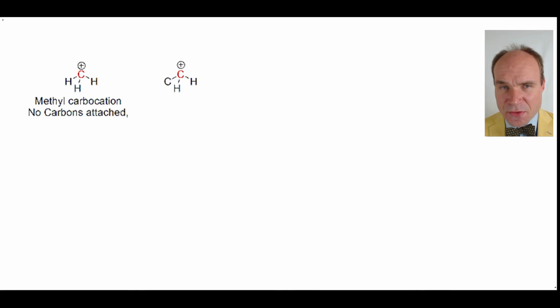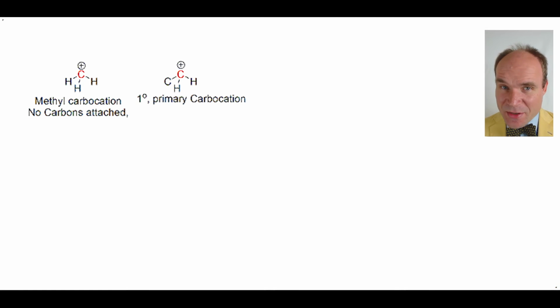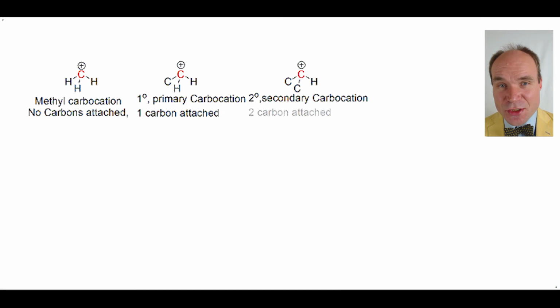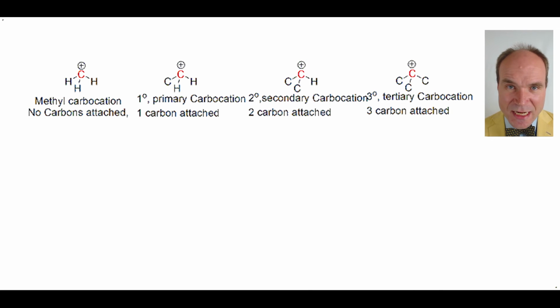Here's a different sort of carbocation. It's called a primary carbocation. It has one carbon attached to it. This is a secondary carbocation. It has two carbons attached to it. And here we have a tertiary carbocation. This has three carbons attached to it.